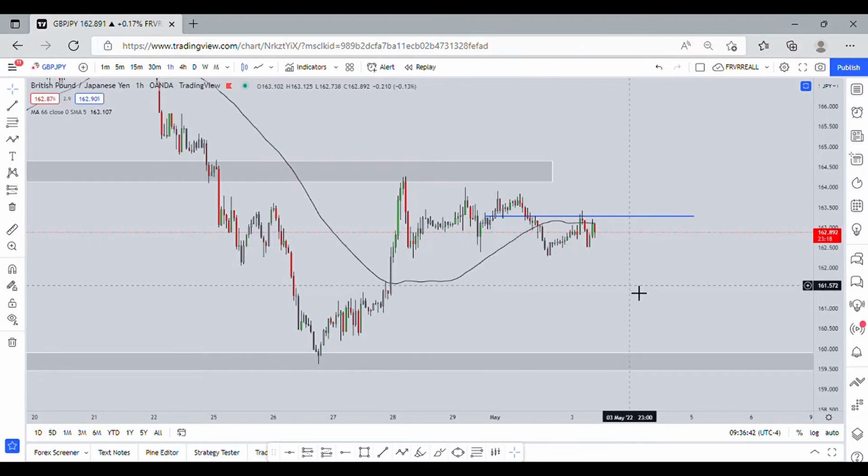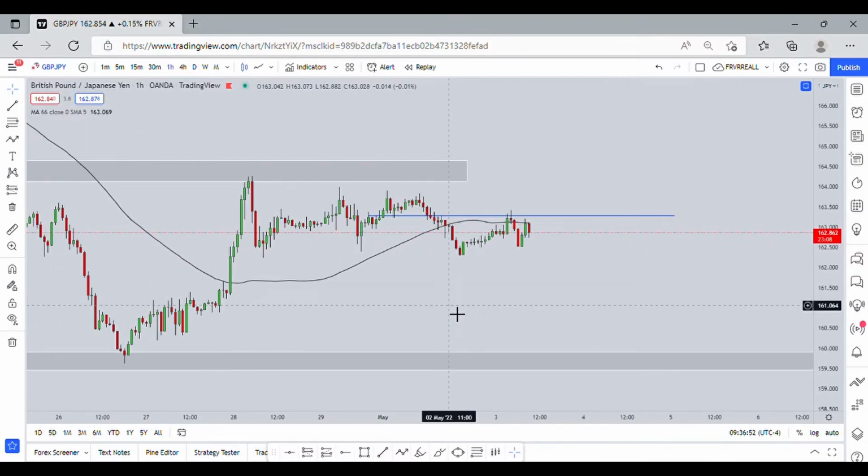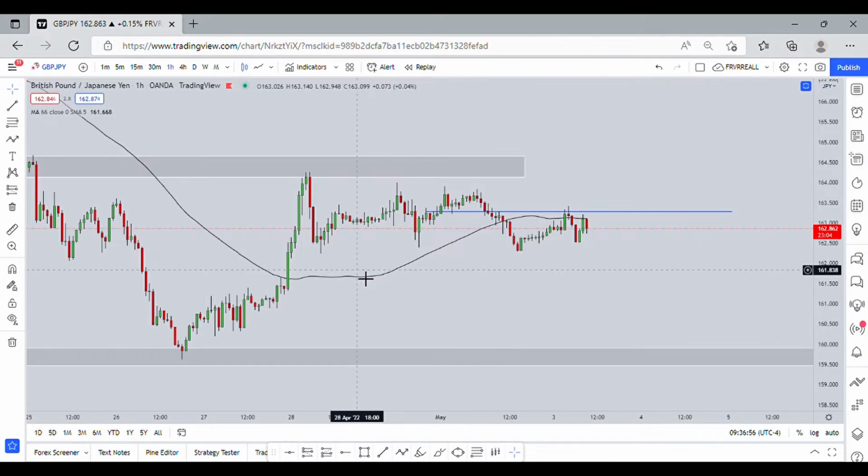So it's better to use the most recent levels depending on the time frame. If it's on the 1 hour, you don't want to use a level that was being used like 2 weeks ago.